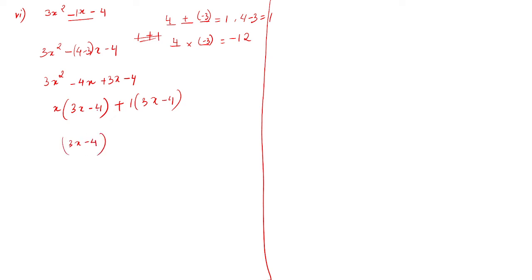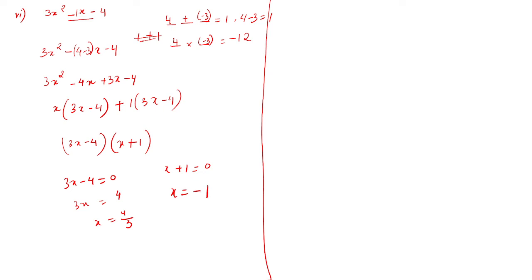So if you take 3x minus 4 out here, what are you left with? You're left with x for the first term, and for the second term there's a plus sign. What is left here? It is going to be 1. Clear? Therefore the two zeros are going to be this. Okay? So 3x is going to be equal to 4. X is going to be equal to 4 by 3, and x is going to be equal to minus 1.